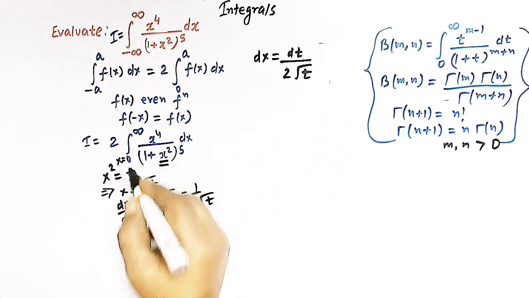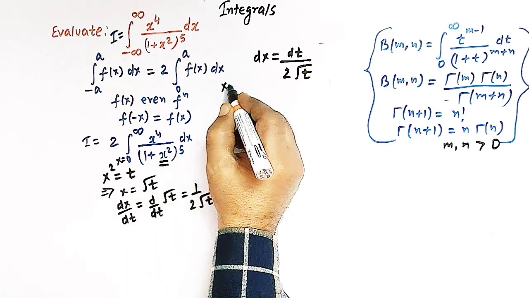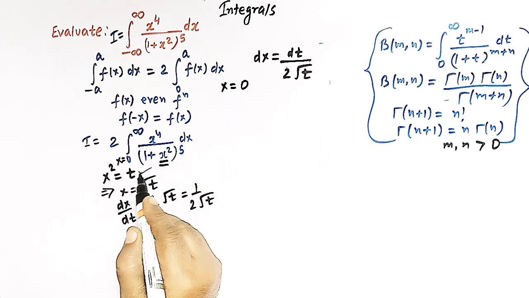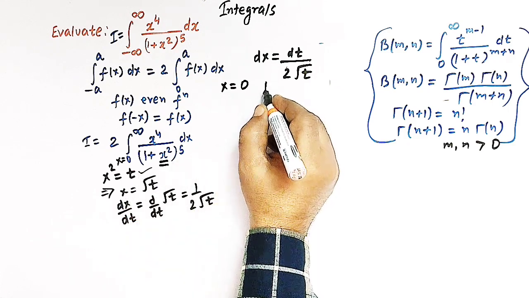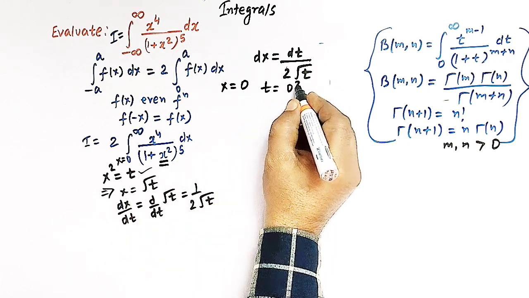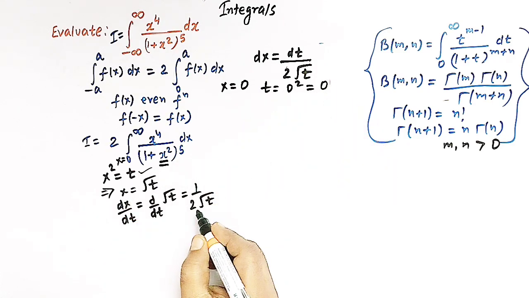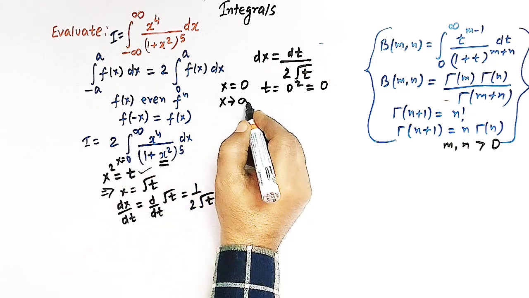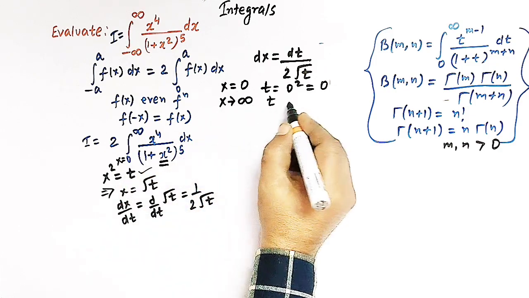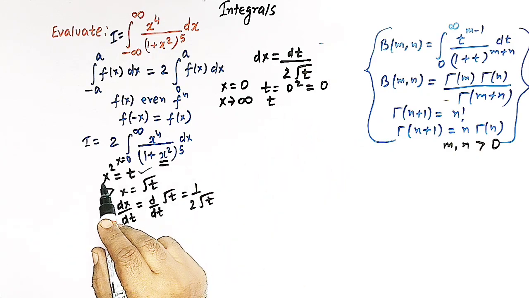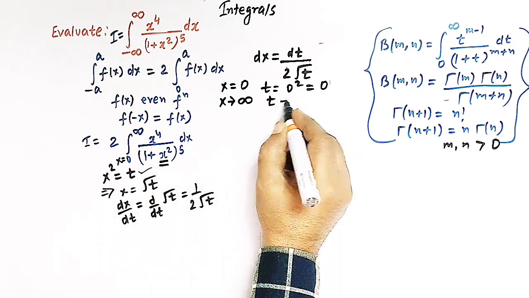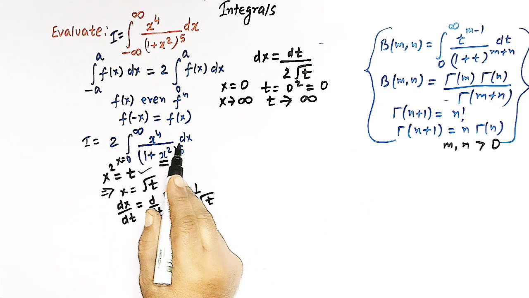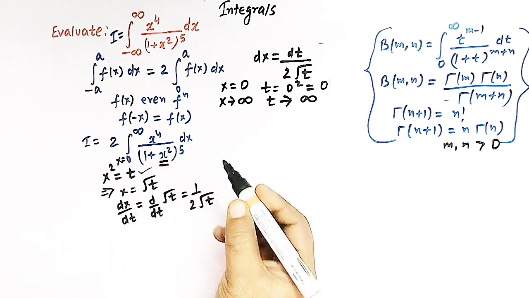So now when x is equal to 0, then the value of t can be calculated from this relation. So we have t is equal to 0 square, that is equal to 0. And when x is tending to infinity, then obviously t is equal to infinity square, that is, t also tends to infinity.